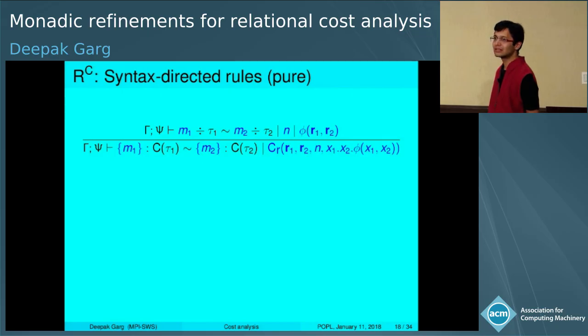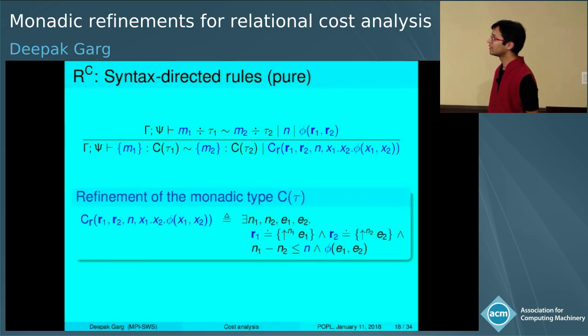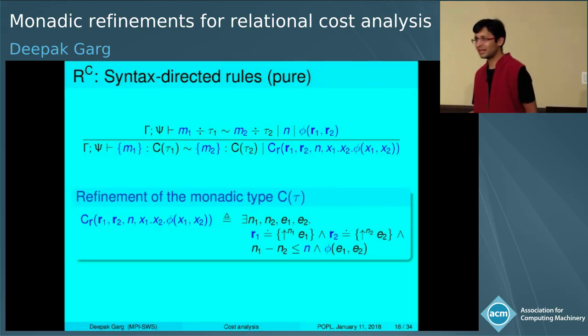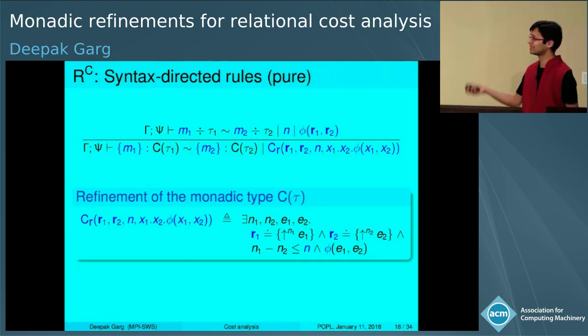with this predicate CR. This is actually a defined predicate, which you don't have to read, but essentially what it says is that these R1 and R2, which are actually brace m1 and brace m2, have return values that are related by phi, and their relative cost is at most n. Okay? So this CR construct that I have written, you can think of it as the refinement of the type C tau, if you were writing a refinement type system, and this is where the monadic refinement comes in.